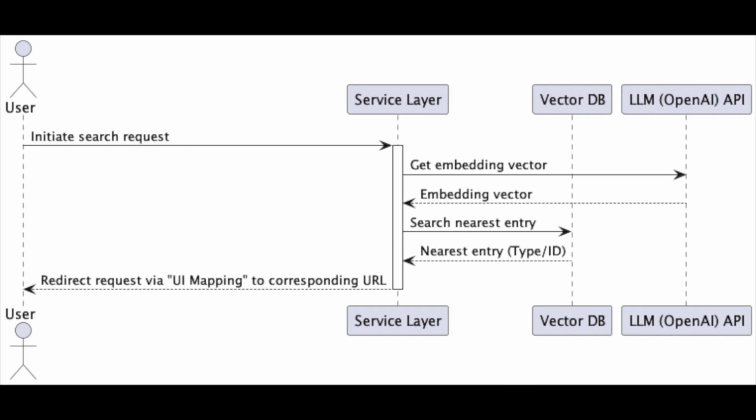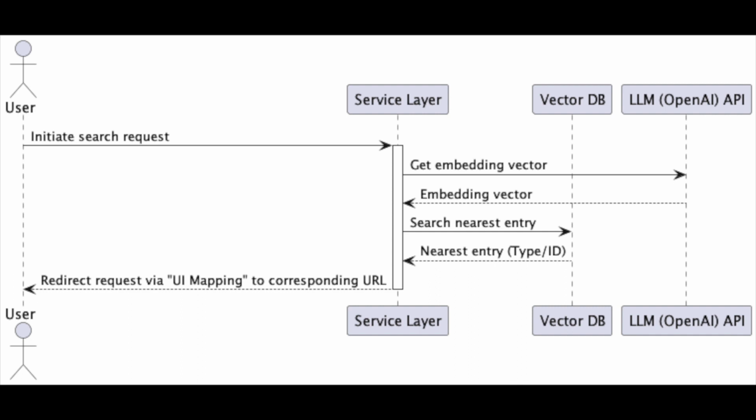Search process. The interaction begins with a user initiating a search request. This could be through a user interface or any other means of communication with the application. Upon receiving the search request, the service layer is activated to handle the request. The service layer interacts with the LLM, OpenAI, API to obtain an embedding vector for the search query. With the obtained embedding vector, the service layer searches the vector DB to find the nearest entry based on the vector's similarity. The vector DB returns the nearest entry, type and ID, to the service layer based on the similarity calculation.